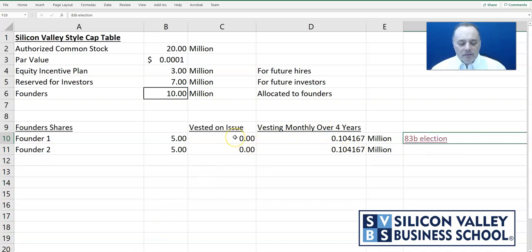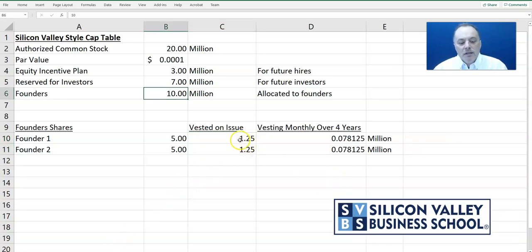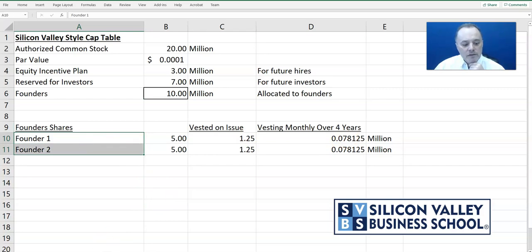Now, having many startups, there's a lot of work that's gone in before the company was actually formed and before the shares were issued. So you might have some of the shares vested on issue, and this is typically a realistic situation where you would say the two founders, a quarter of their shares are vested on issue, and then the remainder vest over a period of 4 years. So at 78,125 shares per year. Now, this is a typical situation where you have two equal founders.